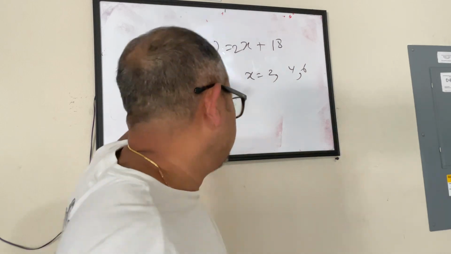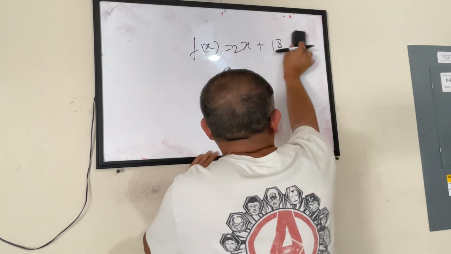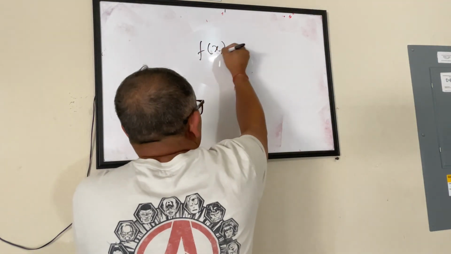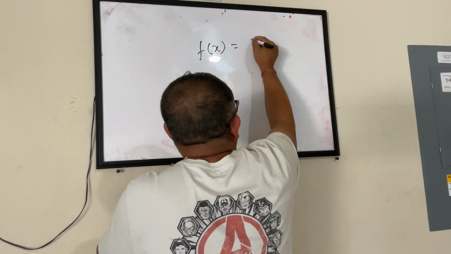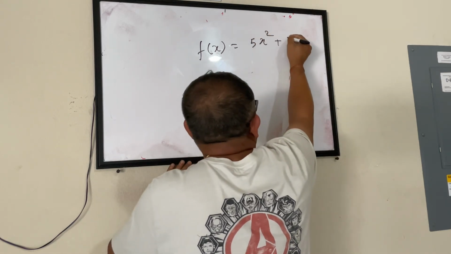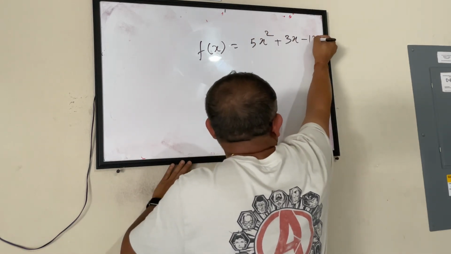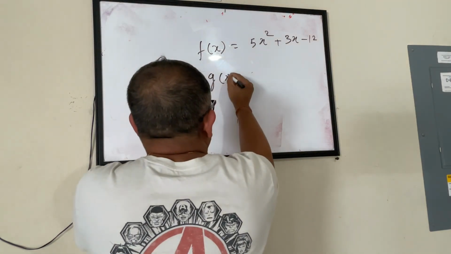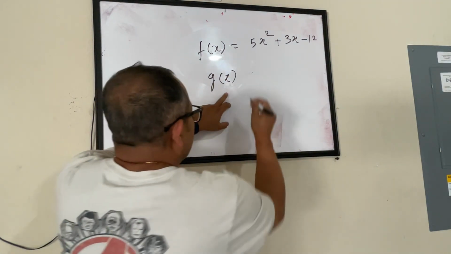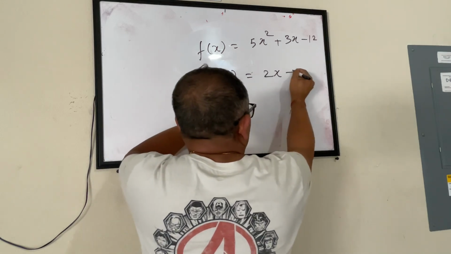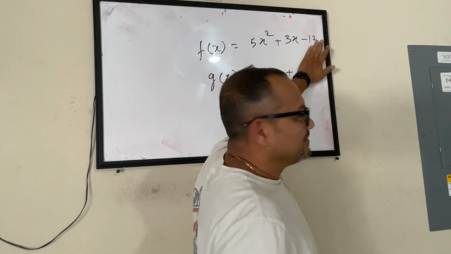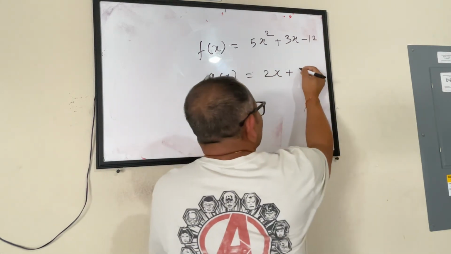Okay. Now let's make it more interesting. When you say function of x is something, let's say 5x squared plus 3x minus 12, and function of g is 2x plus 3.